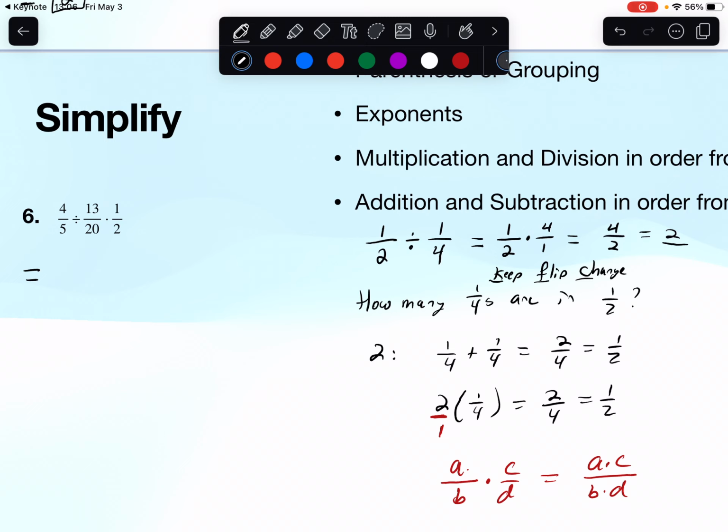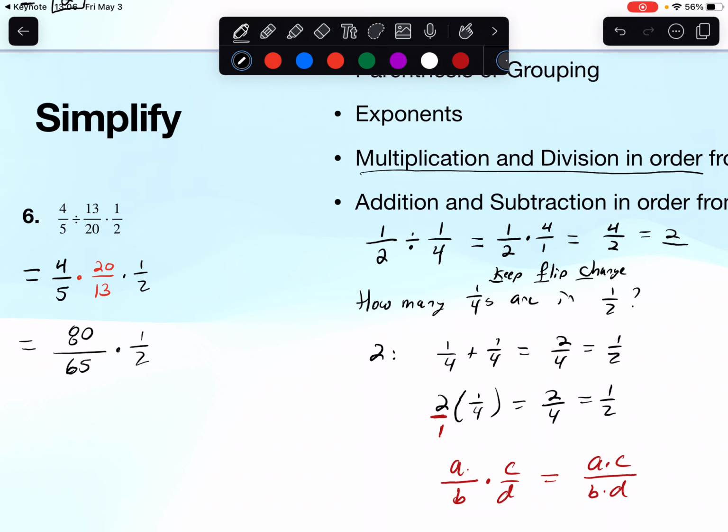So if we look at this here, we're going to do multiplication and division in order from left to right. So we want to do that division first. So we have 4/5, and then it's divided by 13 over 20. So we're going to keep the 4/5. We're going to flip the 13 over 20 to become 20 over 13 and change the operation into multiplication, then times 1/2. Okay, now we can just multiply straight across, and so 4 times 20 is 80, over 5 times 13 would be 65, and times 1/2.